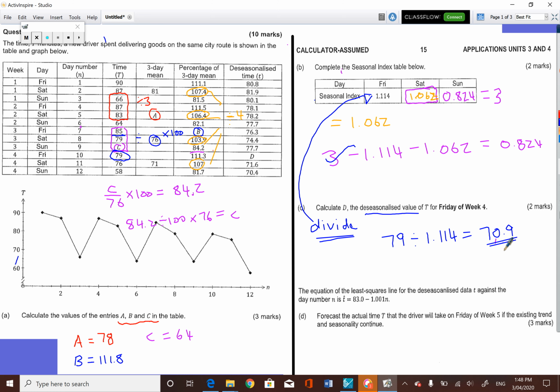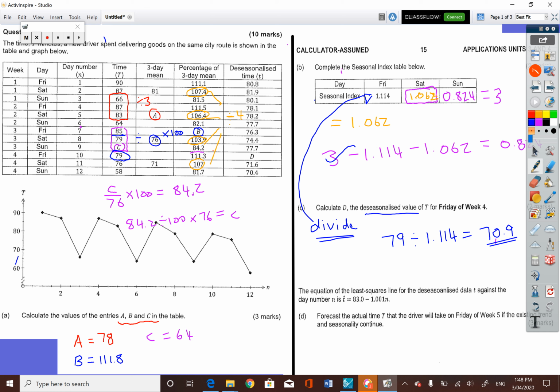Now 70.9, that's my now deseasonalized data. So basically what deseasonalized data means is, although it was giving us 79 as the actual time for Friday in week 4, we know that Friday is traditionally higher than, say, Sunday and Saturday. So we've deseasonalized it, so now we can compare that 70.9 to the 3-day mean, which was 71, and now it's pretty much spot on.